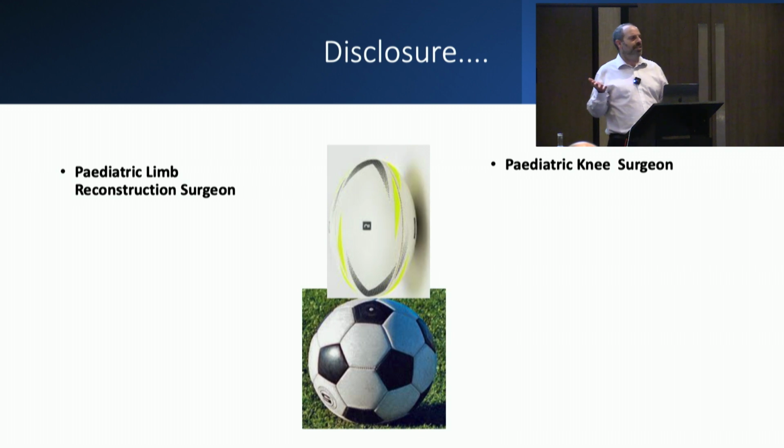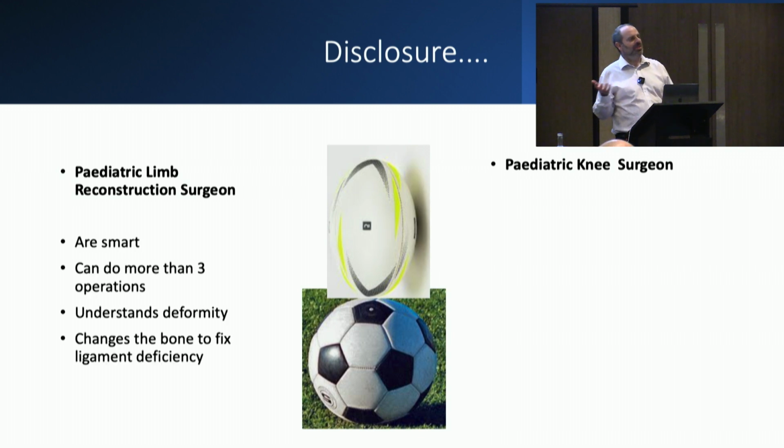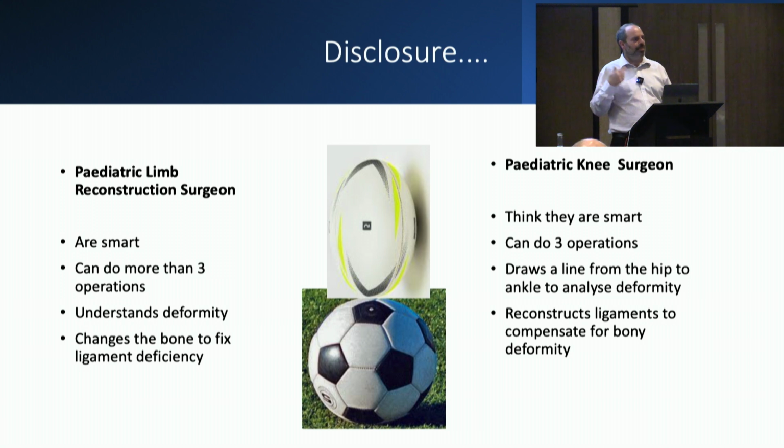So you have your pediatric limb reconstruction surgeon, tends to be very clever, can do more than 3 operations and understands deformity and can change ligaments, but will tend to change the alignment of the bone to help where there is underlying ligament deficiency. On the other flip side of the coin, you've got me, and I can say this because I think I'm the only kids knee surgeon here unless everyone puts their hands up. We think we're smart, but we're not. We can do 3 operations, basically.